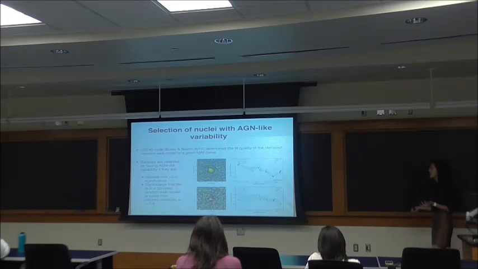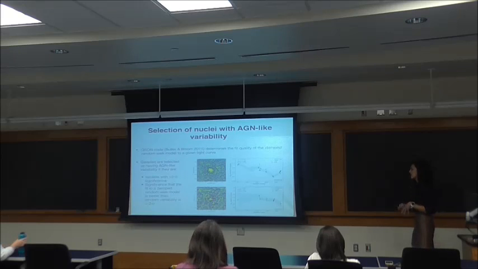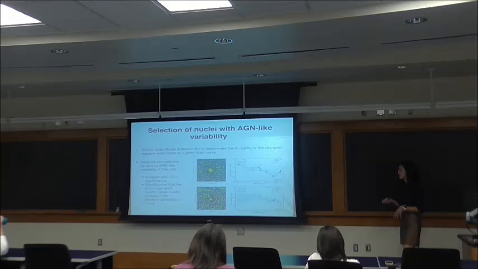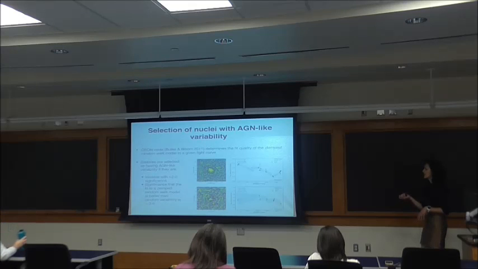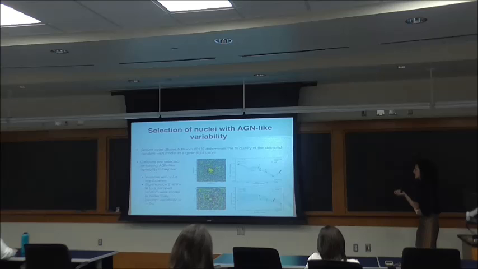Okay, we want to select galaxies that have nuclei that have AGN-like variability. And to do this, it turns out that AGN variability is very well described by a damped random walk model. So we select galaxies as having AGN-like variability if they are variable with a certain significance, and if the significance that they fit a damped random walk model better than random variability is greater than 2 sigma. And these are two examples of low mass galaxies that have AGN-like variability.